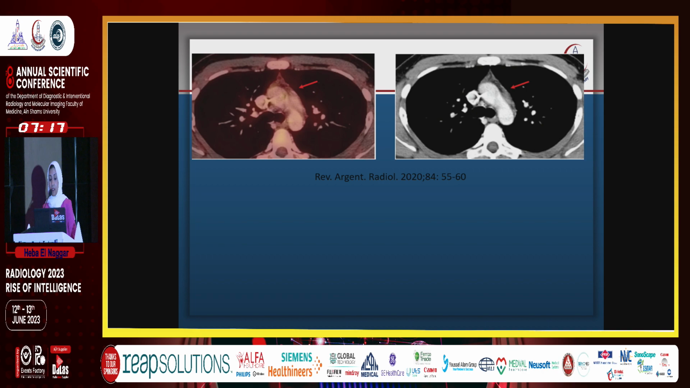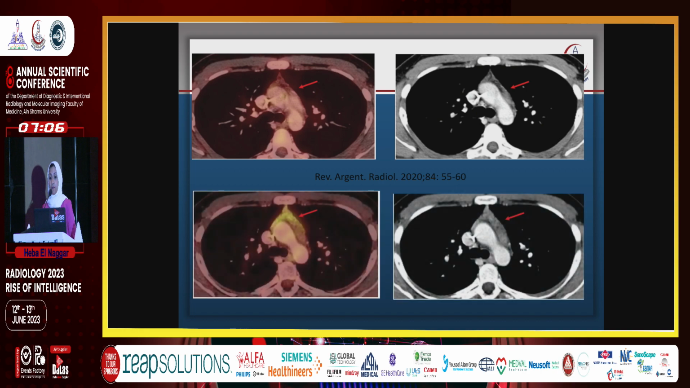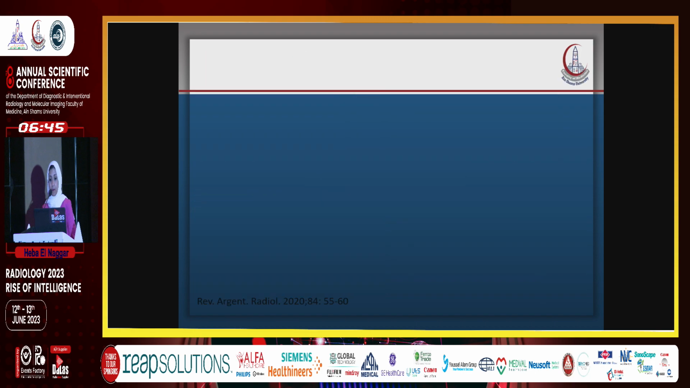Here in the first row images, you can see the thymic gland is small in size and shows fat density and with no or minimal or insignificant FDG uptake. The patient received chemotherapy and was referred for another PET-CT assessment. You can see there is increase in the size and the metabolic activity of the thymic gland, yet it retains its triangular homogeneous shape, and this is rebound thymic hyperplasia, which is very common in chemotherapy patients.